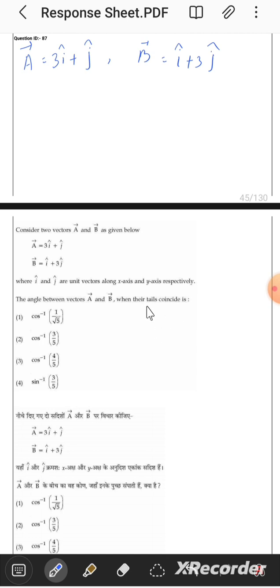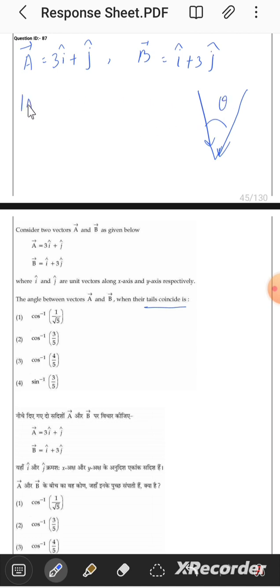Now this term, the tails coincide, means the two vectors start at the same point, or the term coterminal vectors. From this concept we can solve this question. We have to find the angle between these two vectors. If I draw the two vectors, it will look like this, starting at the same point. The angle is theta. We have to find this angle.